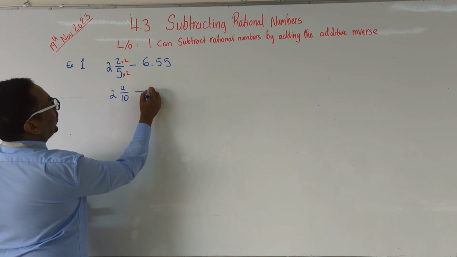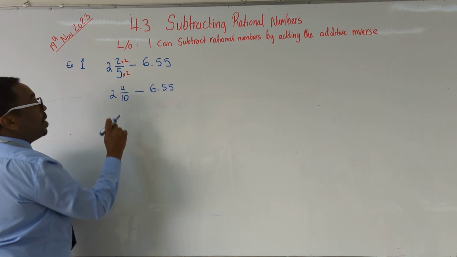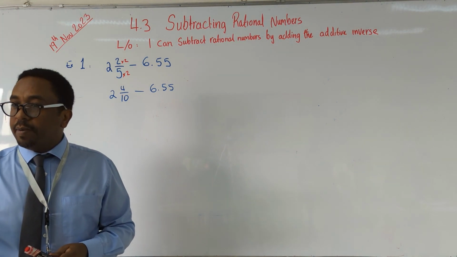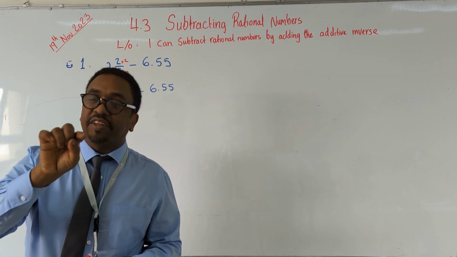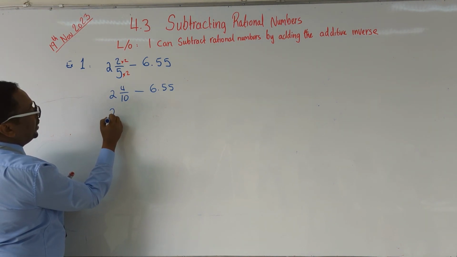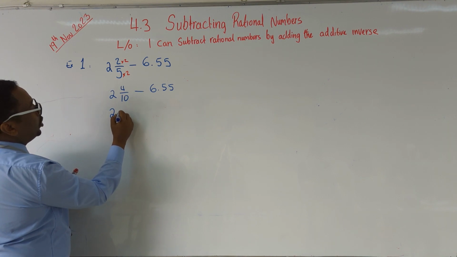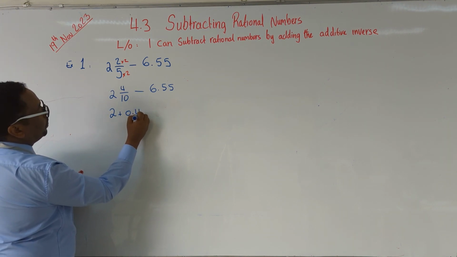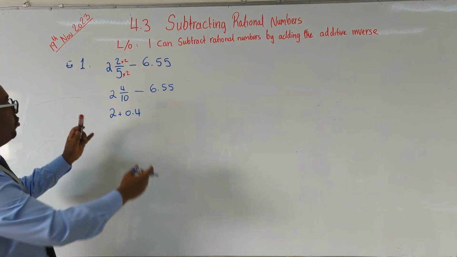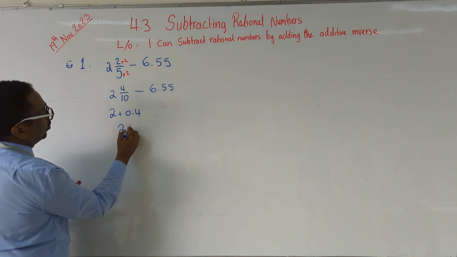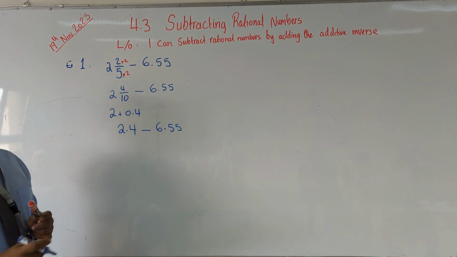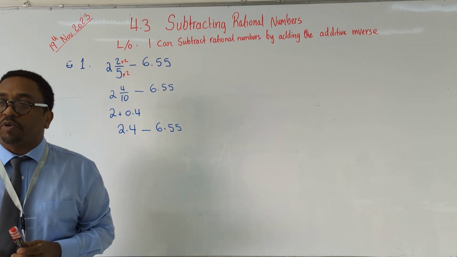So I'm taking away 6.55. Now remember, 4 over 10 is very easy to change into decimal. Any number divided by 10 just moves the decimal back 1. So 4/10 is 0.4, which is the same as 4 divided by 10 when we change it into decimal. So if we add these two, now we will have 2.4. So 2.4 minus 6.55. So now we have 2 decimals and we are allowed to take them away from each other.